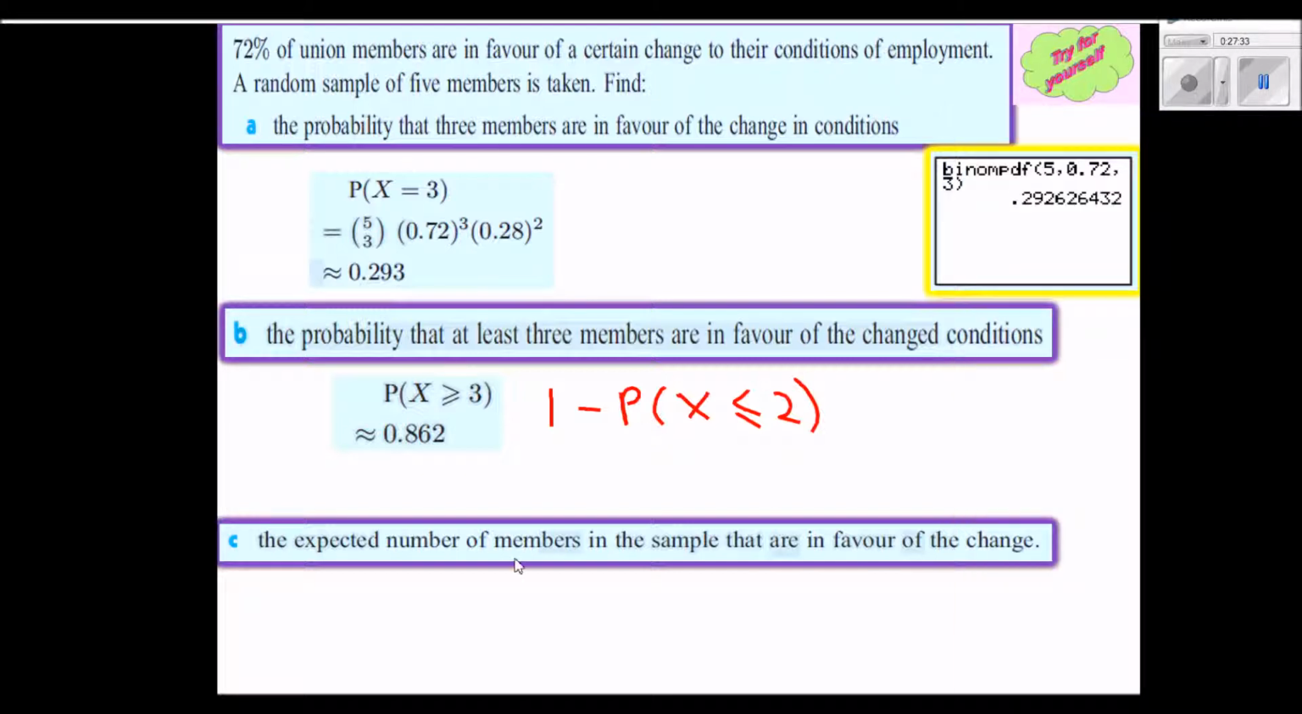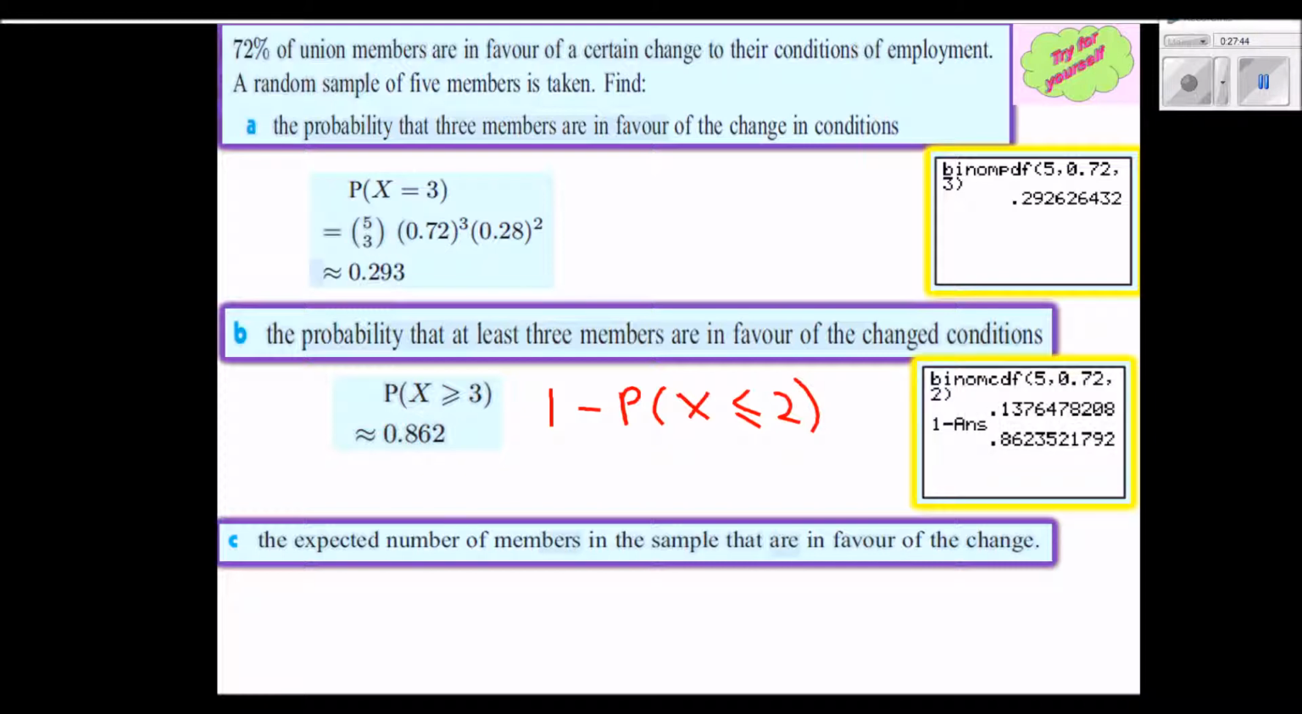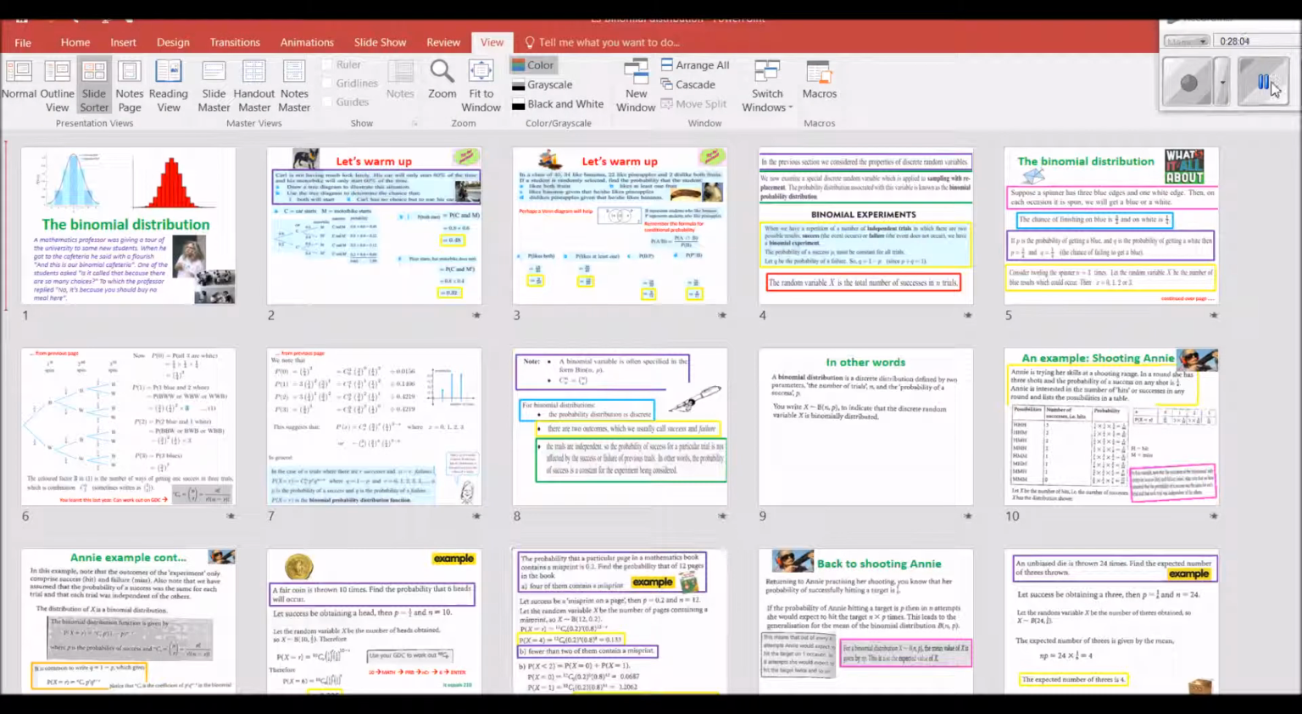The expected number of members in the sample that are in favour of the change. So expectation, remember, equals np, the number of trials times the probability of success. Oh, sorry, that was the answer for the last part: binomial CDF, 1 minus answer, that kind of thing. So expected value is n times p. n is, in this case, 5. Probability of success is 0.72. So 5 times 0.72 is 3.6 members. Okay, thank you for your patience with all that.